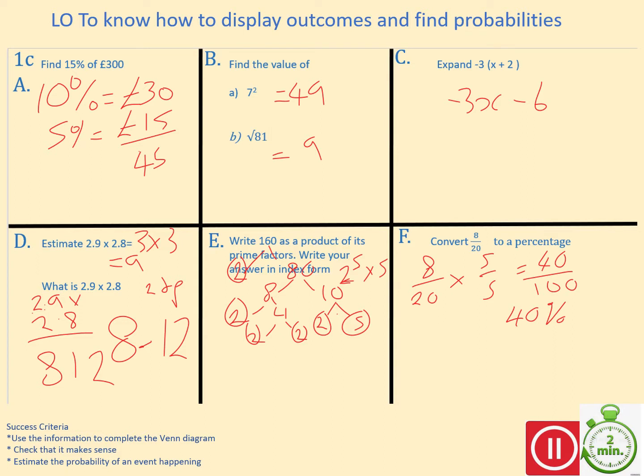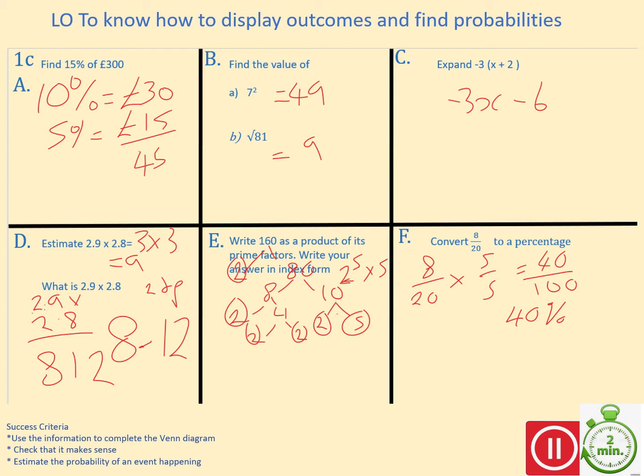Okay, now for the answers. We know how to find 10%. We had 5%. The answer to this one was 45. We know a squared sign means 7 times 7, so that's 49. And a square root of 81 is 9. When we multiply out a bracket, minus 3 times x is minus 3x. Then you've got minus 3 times positive 2. Minus times a positive, mixed signs, we get minus 6.